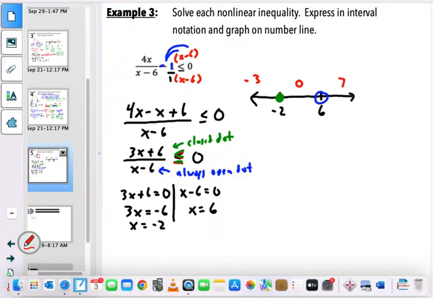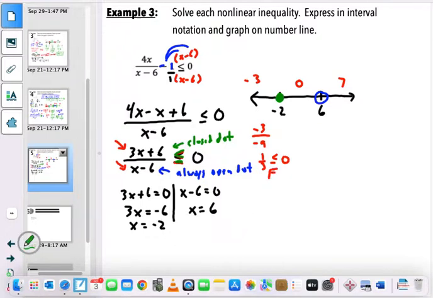All right, so I'm going to plug them back in over here, these two spots. So negative 3, so 3 times a negative 3 is a negative 9, plus 6 is a negative 3. Negative 3 minus 6 is a negative 9. That just becomes 1/3. Is 1/3 less than or equal to 0? No, that's false. So I'm not going to shade in that region.